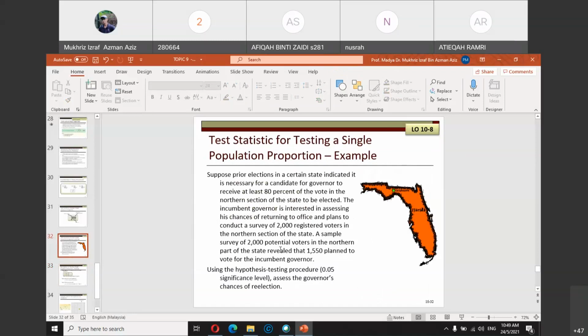The information given to you is very simple. From the 2,000 sample voters, 1,550 plan to vote for the governor, meaning he will get around 1,550 votes from the 2,000 voters. So the value of P, the proportion, will be 1,550 divided by 2,000. The rest is the same.